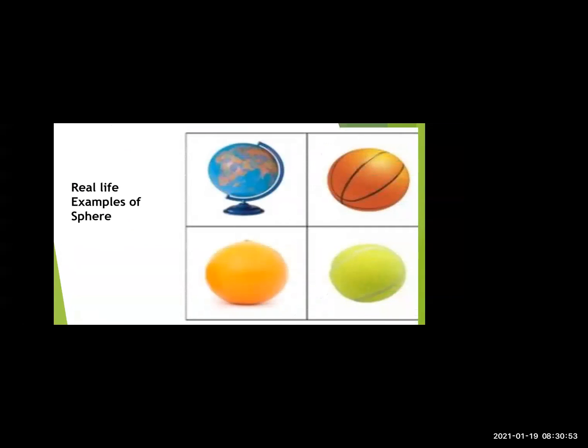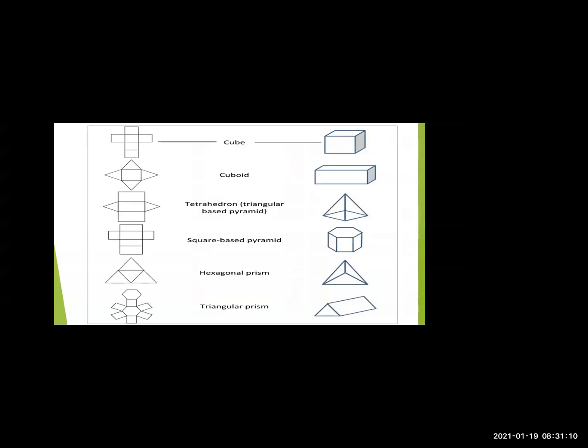Now, where have we seen real examples of a sphere? The globe, tangerine, or the orange, or the cricket ball, or the basketball, whatever round shaped 3D objects you can handle, they are the examples of a sphere.